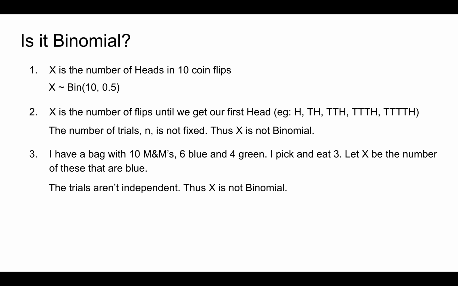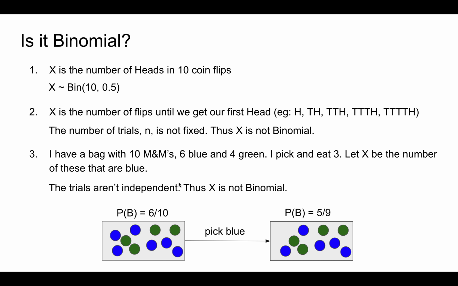Intuitively, the probability of getting a blue M&M changes depending upon the colors of the M&Ms I've already eaten. For example, suppose that my first M&M is blue, the probability of which is 6 out of 10. After eating that blue M&M, we're now left with 5 blue M&Ms and 4 green. Thus, the probability that my next M&M will also be blue is 5 out of 9, a quantity that's different than 6 out of 10.